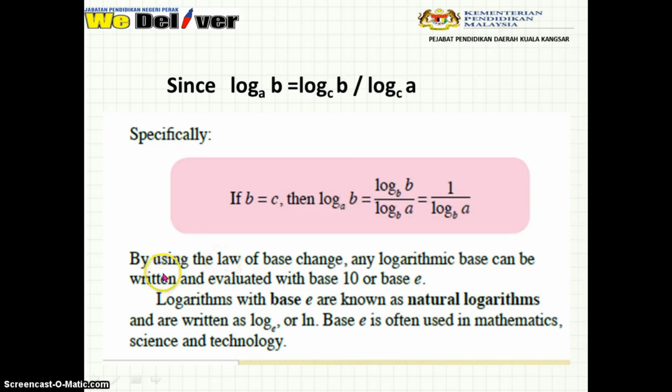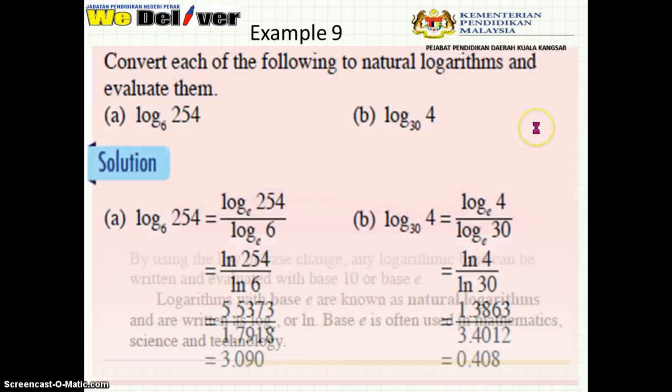Okay. So by using the law of base change, any logarithm base can be written and evaluated with base 10 or base e. So logarithm with base 10 we call common logarithm. And the logarithm with base e is known as natural logarithm, and we write it as log base e or ln. Now base e is often used in mathematics, science and technology.